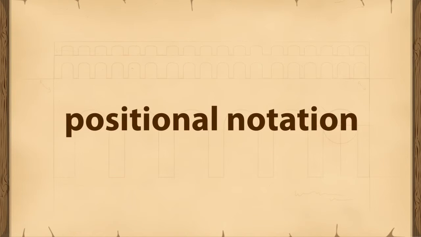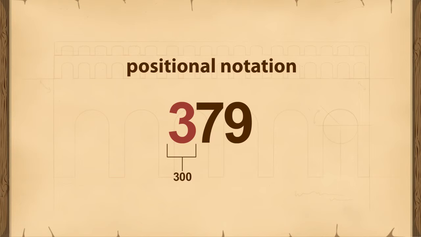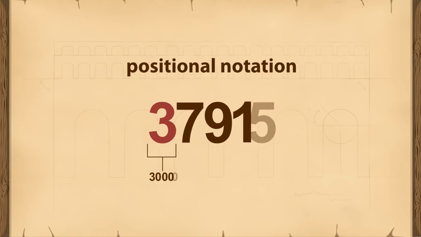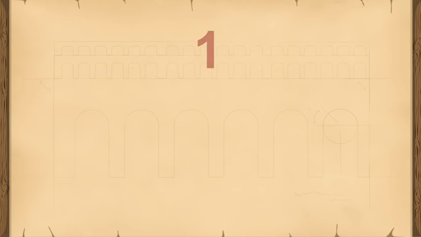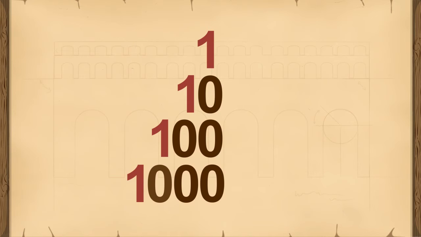Our modern number system is an example of positional notation. In positional notation, the same symbol represents different quantities depending on its position in the number. For example, the symbol 1 can represent 1, 10, 100, 1000, and so on. Consequently, the numbers 10, 100, and 1000 require zeros as column placeholders following the 1.